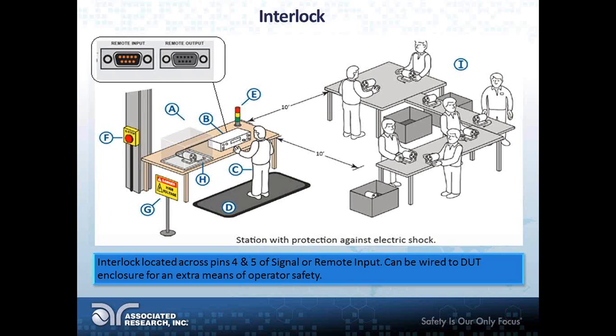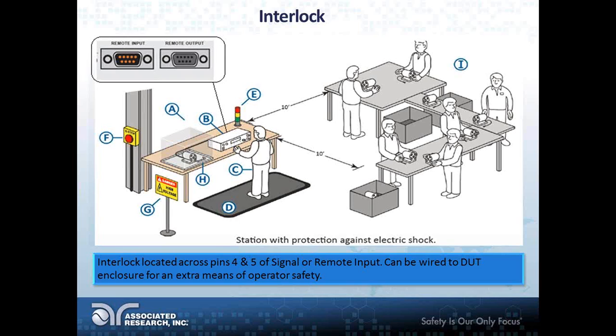So our interlock can be interfaced to work with our safety enclosure, meaning that it can be hardwired to the enclosure, and as long as the enclosure door is closed, the interlock is available. As soon as the enclosure door opens, the interlock breaks, and it aborts the high voltage output instantly. It can be wired to the DUT enclosure for an extra means of operator safety.